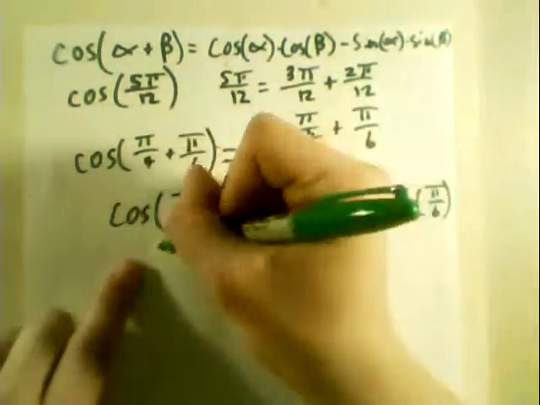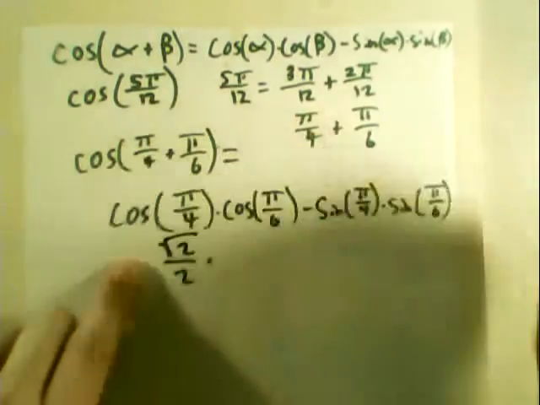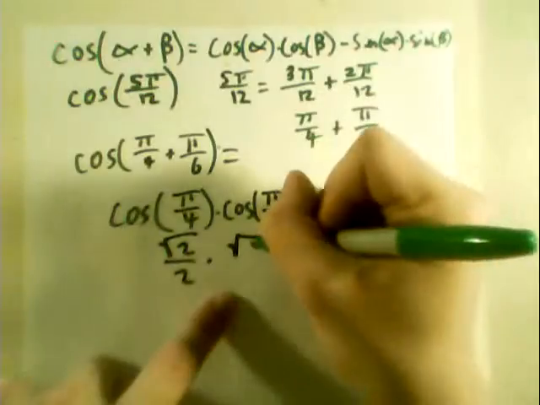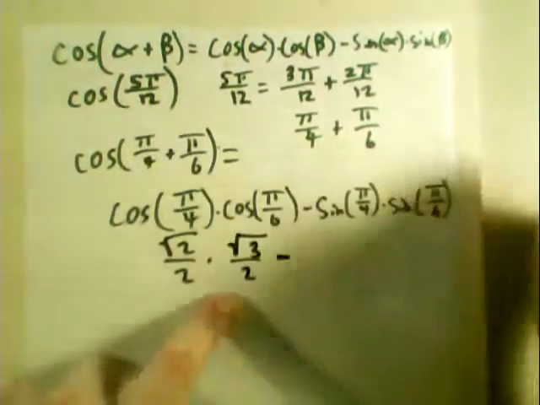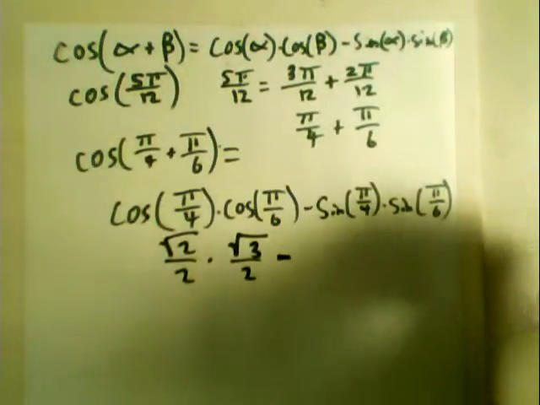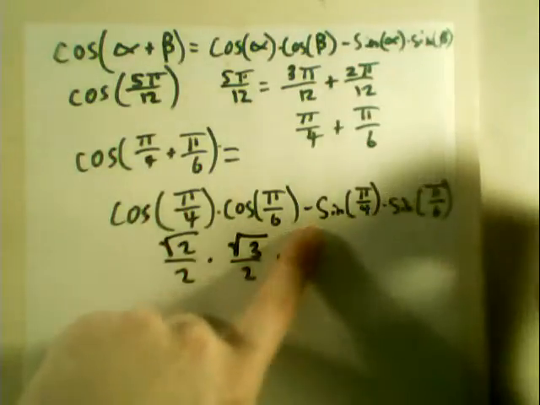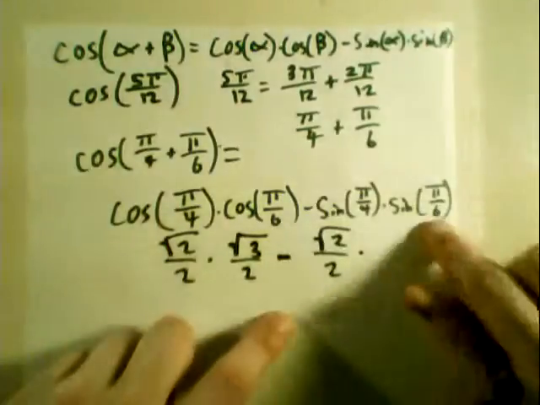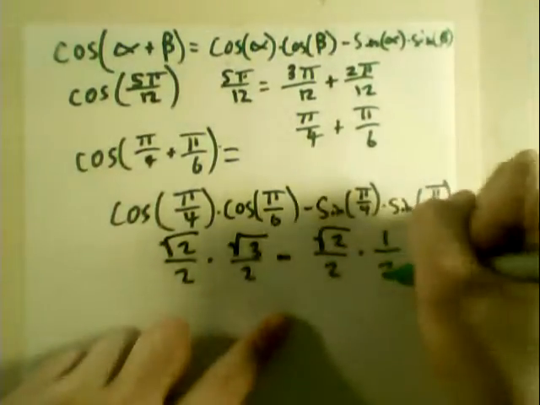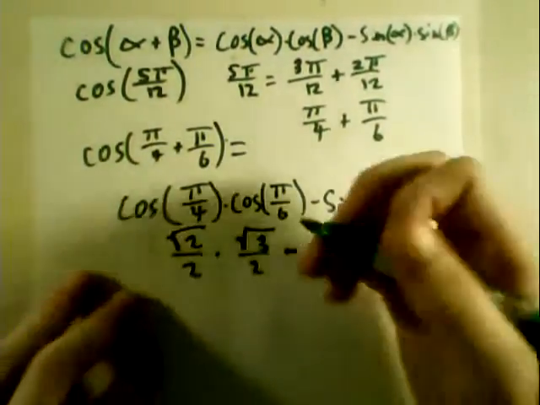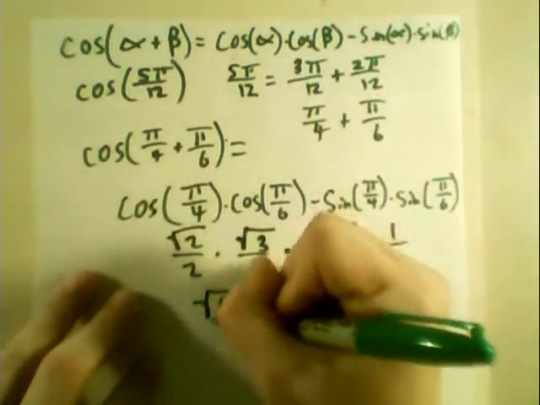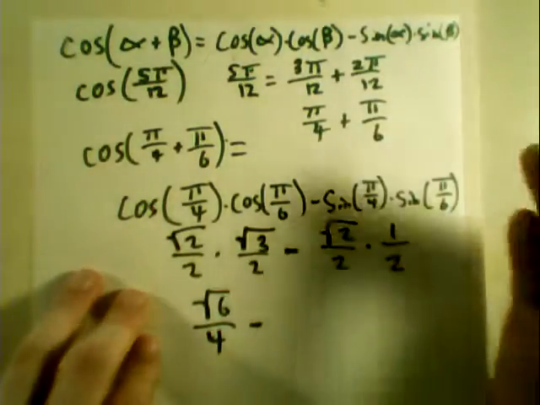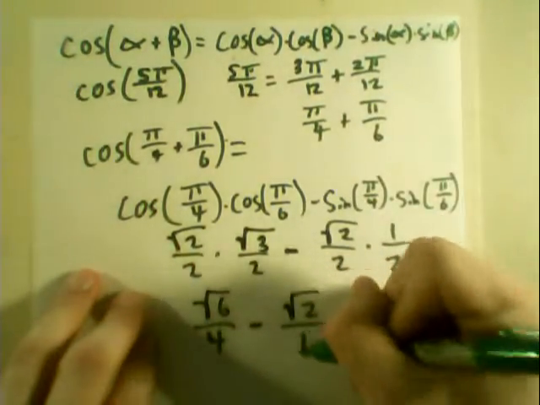So this is the square root 2 over 2 times, that's square root 3 over 2, minus sine of pi over 4, which is square root 2 over 2, times sine of pi over 6, which is 1/2. So let's multiply each end. We get square root 6 over 4, because we multiply across, minus square root 2 over 4.